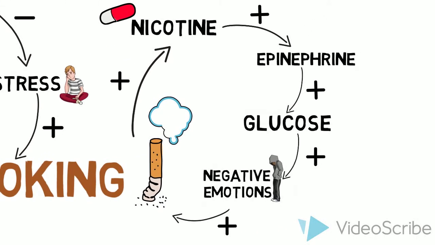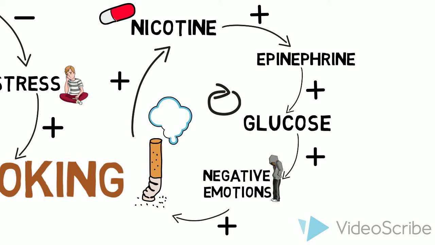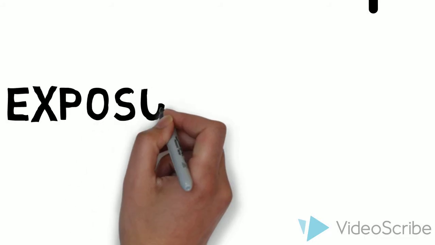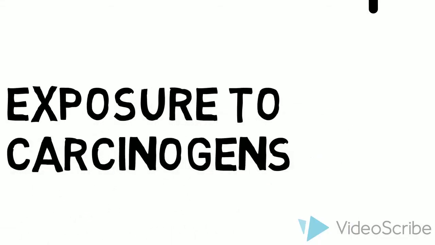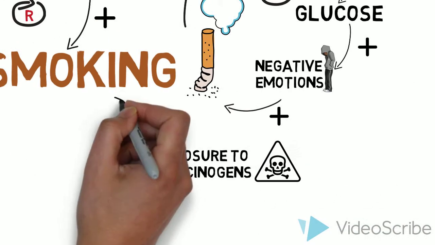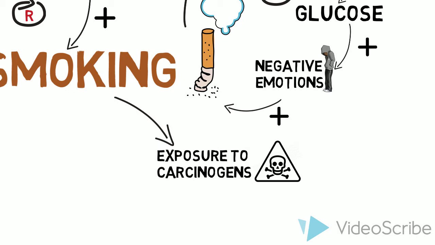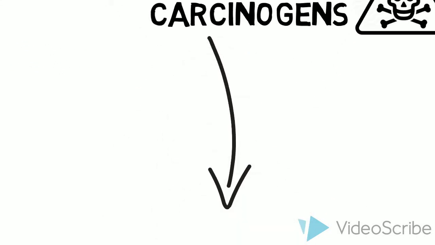Thus, this results in a reinforcing loop where the presence of nicotine in cigarettes would cause the individual to smoke more. In addition, smoking also causes an increased exposure to carcinogens such as tar and carbon monoxide. Carcinogens are cancer-causing chemicals which result in damage to the lung epithelial cells.